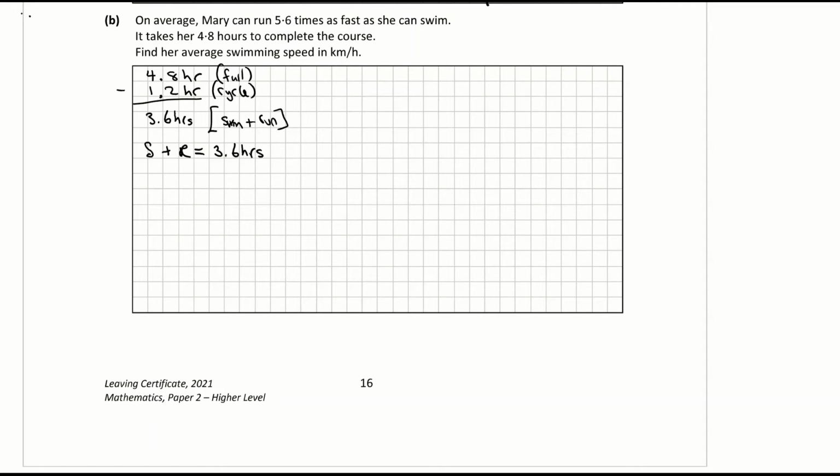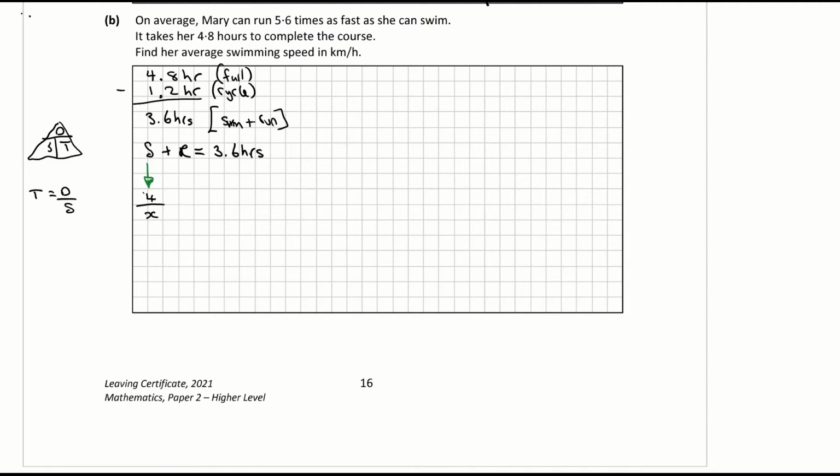So if we look at our formula for time, I'm looking here at my distance, speed and time triangle. If I want to find time, I'm looking at distance over speed. So if I look first of all at the swim, what would that look like? The distance of the swim is 4 kilometers, and the speed of the swim is unknown to me. So I'm just going to put in an X to represent the speed of the swim. I don't know what it is.